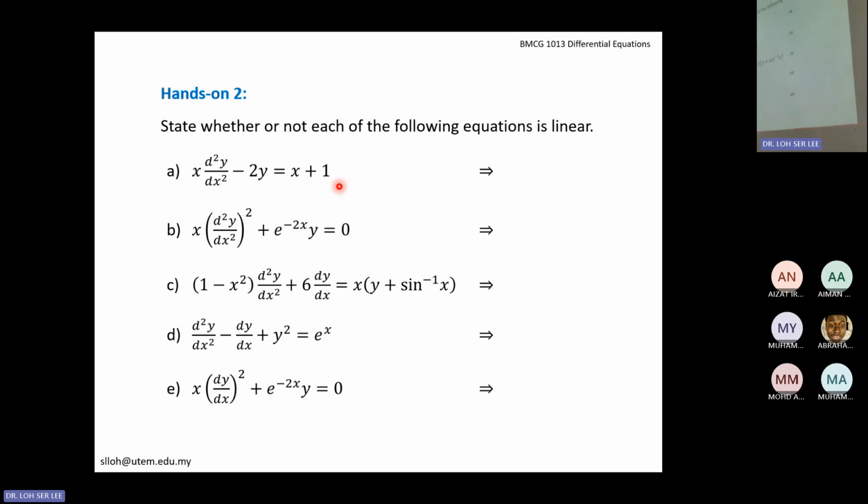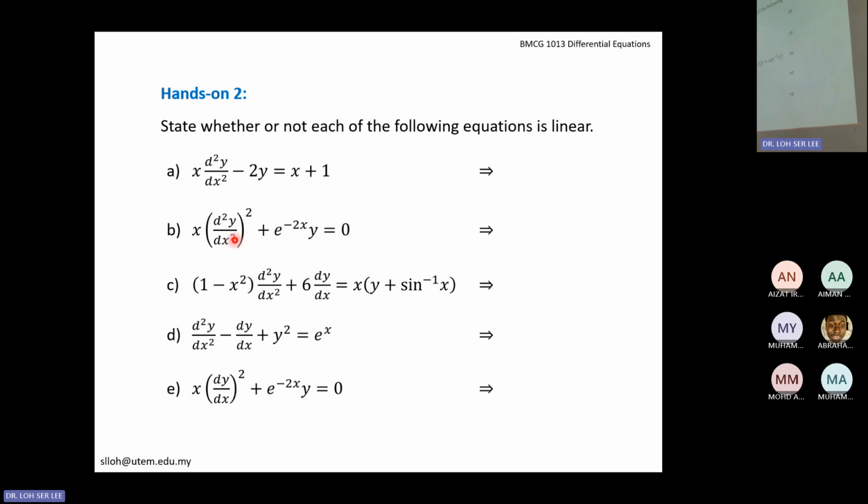Linear, because this is power of 1, or degree of 1. Degree of power means a big bracket outside, something like this. This is degree of 2. Okay, this is degree of 2. But this is degree of 1. Normally, for degree of 1, we don't put the power of 1. Right? Okay, so this is linear. For B, is this linear?